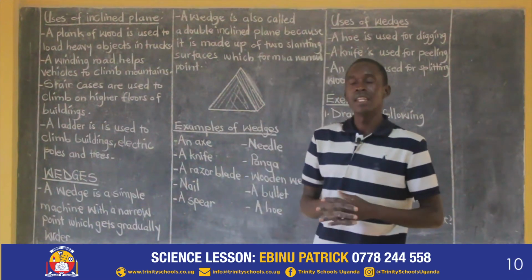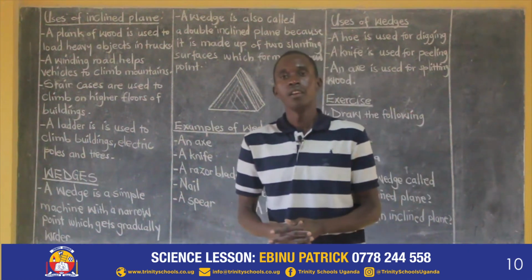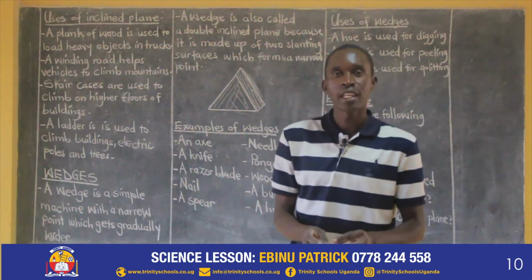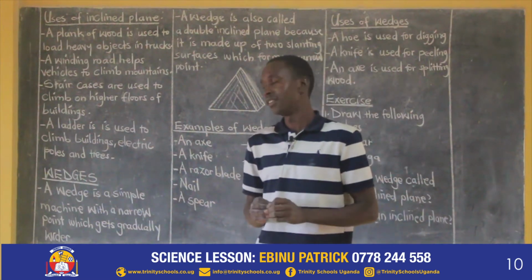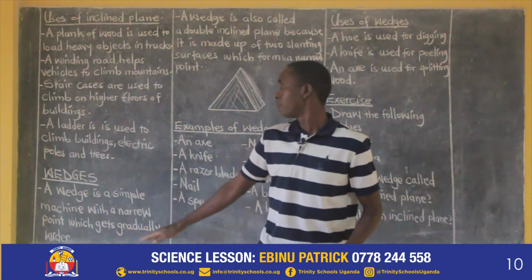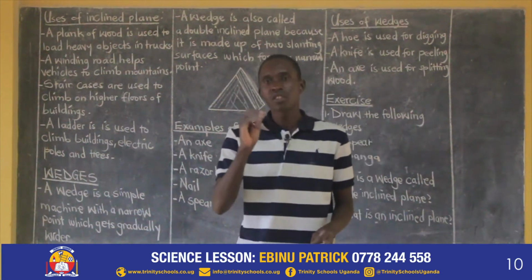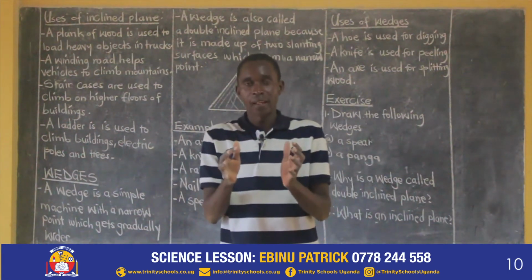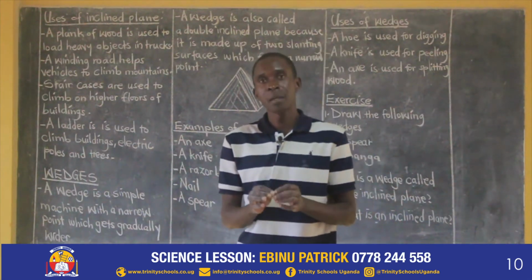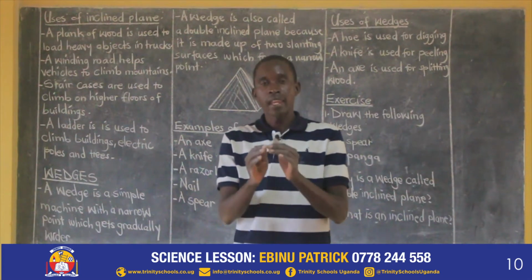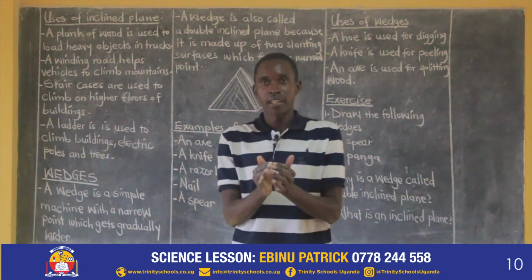What do we understand by the term a wedge? What is a wedge? A simple definition of the term a wedge: a wedge is a simple machine with a narrow point which gets gradually wider. I repeat this. A wedge is a simple machine with a narrow point which gets gradually wider.